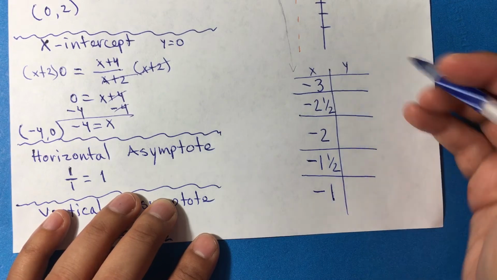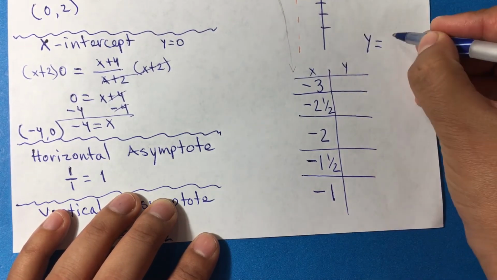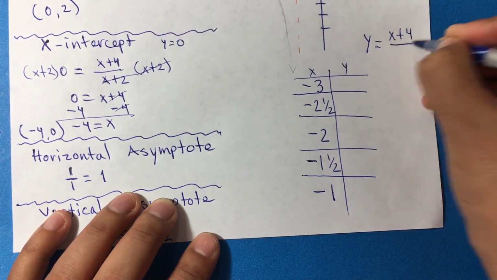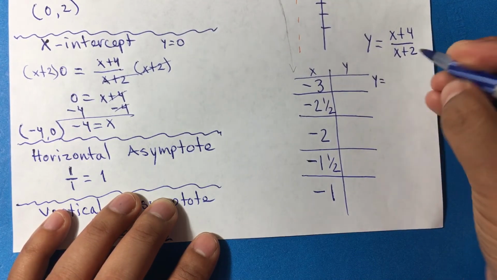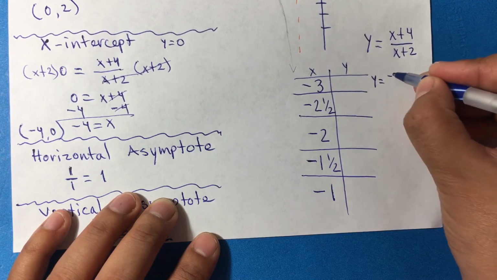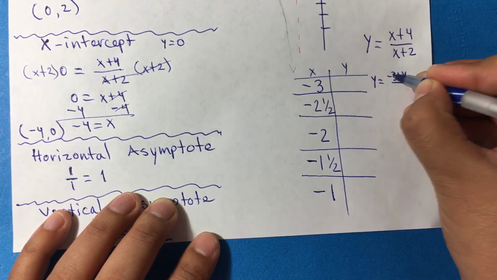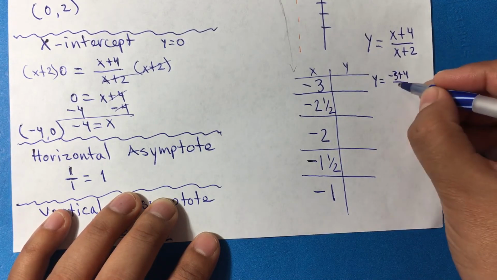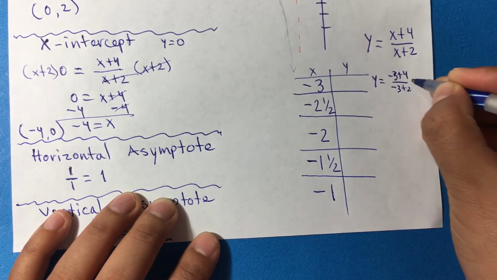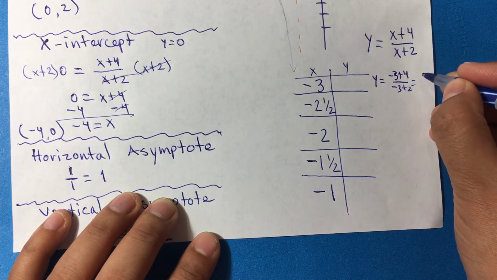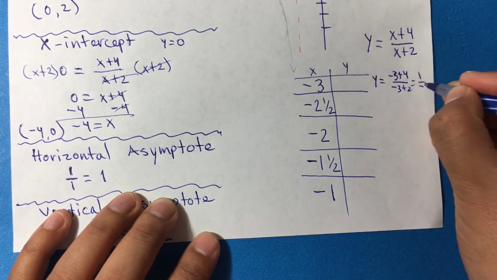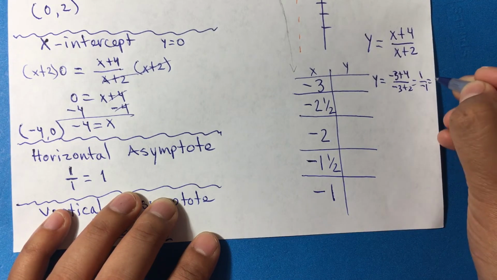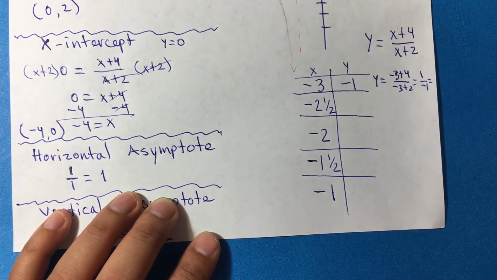To find those values, we're going to use the simplified form: x plus 4 over x plus 2. And so let's start plugging in -3. y equals -3 plus 4 over -3 plus 2. -3 and 4 is 1. -3 and 2 is -1. And 1 divided by -1 is -1.